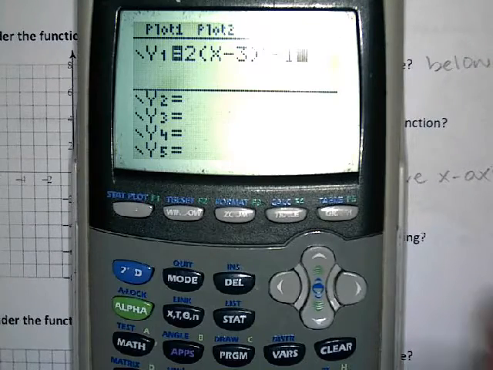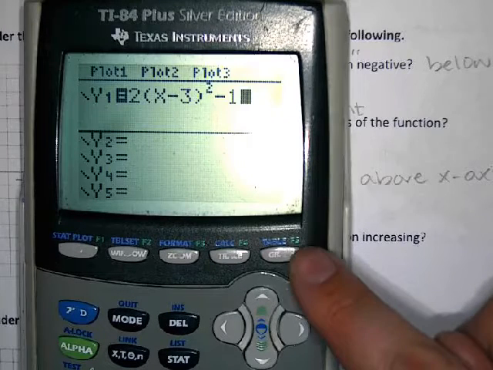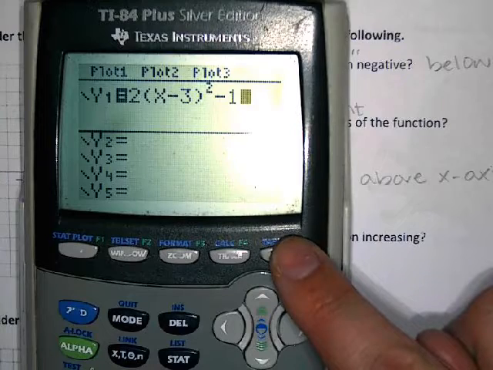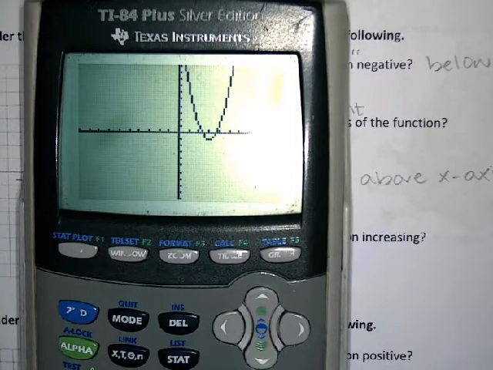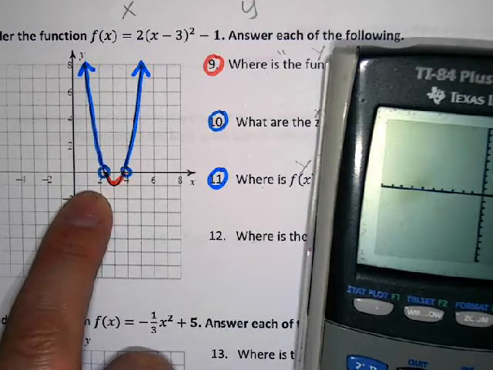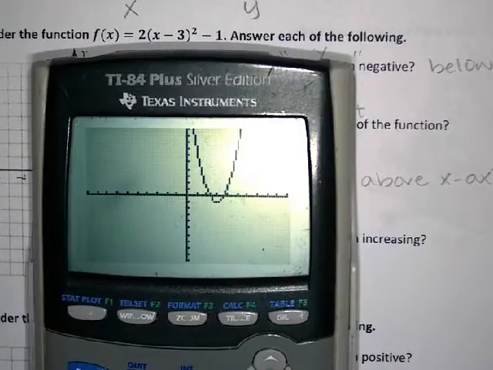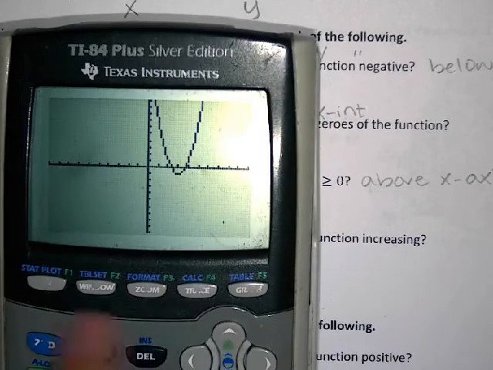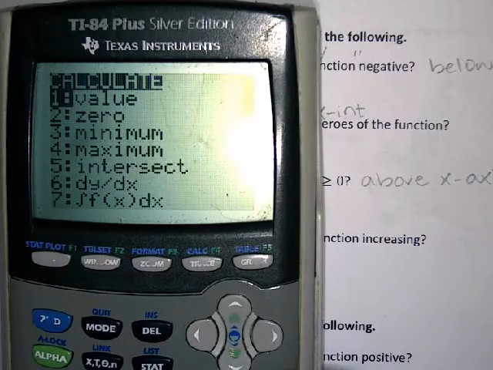Okay. And then when I'm done with that, I can just hit the graph button so I can see it, make sure it looks like what's on my paper. And it does, right? It looks the same. Okay. And now I want to find the x-intercepts, and I can see the first x-intercept looks like it's between 2 and 3. So to find the x-intercepts, I do second, so that blue button, second trace, and it's called the 0 of the function, so second trace, option number 2.